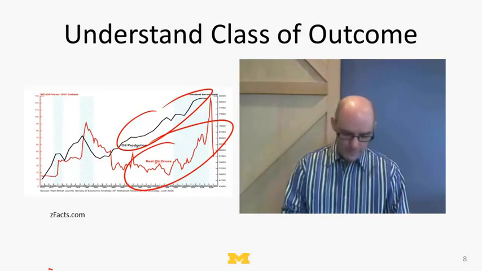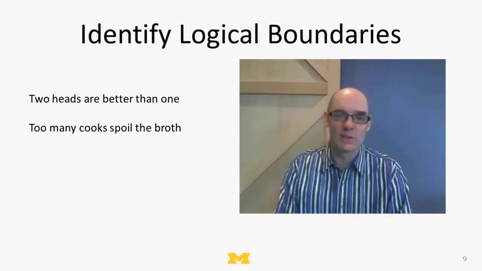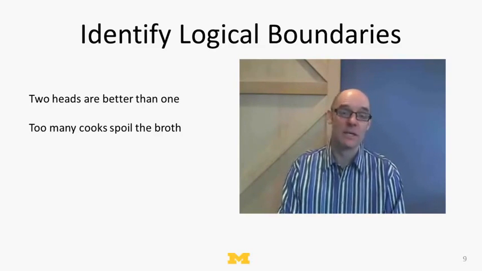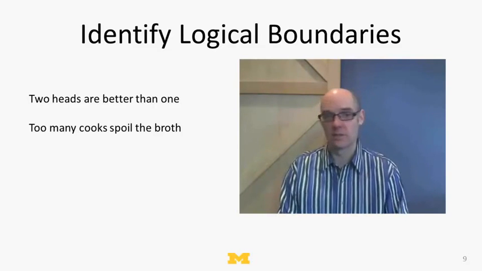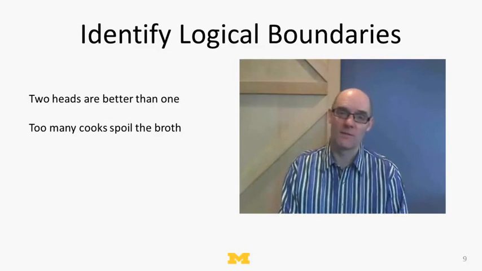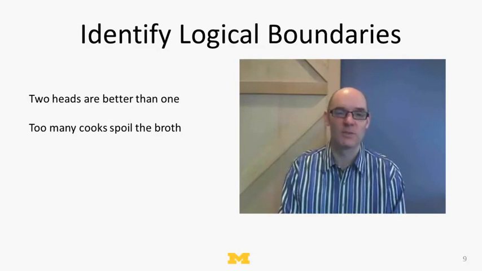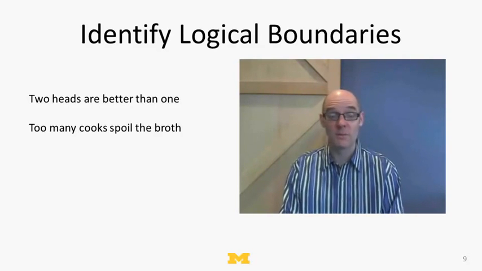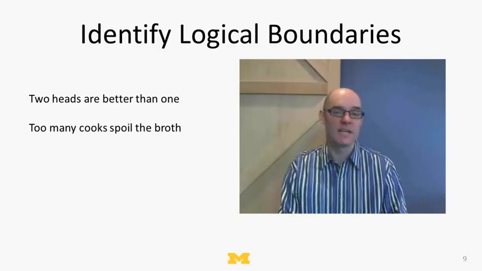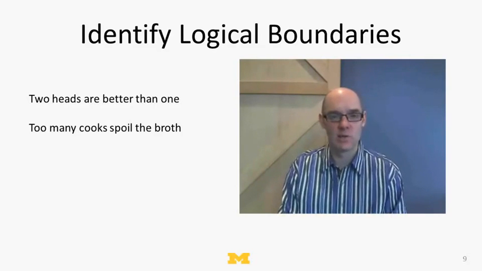Okay. Next, identify logical boundaries. This is one of my favorites. There's a website called Opposite Proverbs, and on this website, you see statements like these two. Two heads are better than one, and that's certainly true. Often it's the case that two heads are better than one. And too many cooks spoil the broth, and that's often true as well, right? It is true that too many cooks do spoil the broth. Well, here's the problem. They're opposites, right? The same is true with a stitch in time saves nine, and he who hesitates is lost.